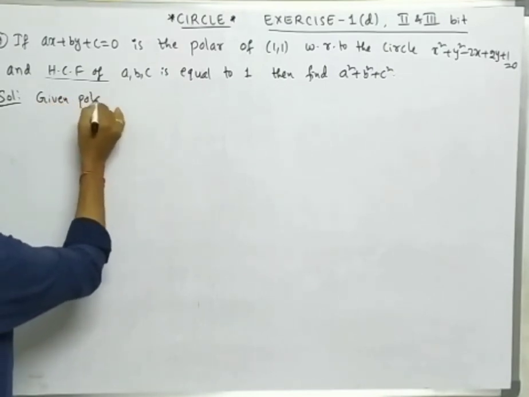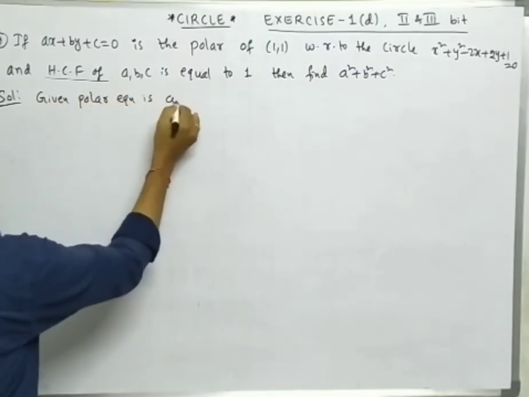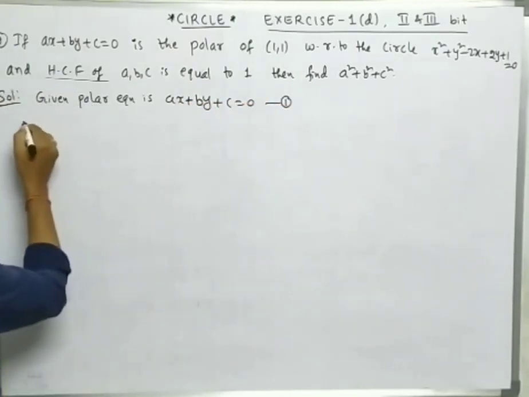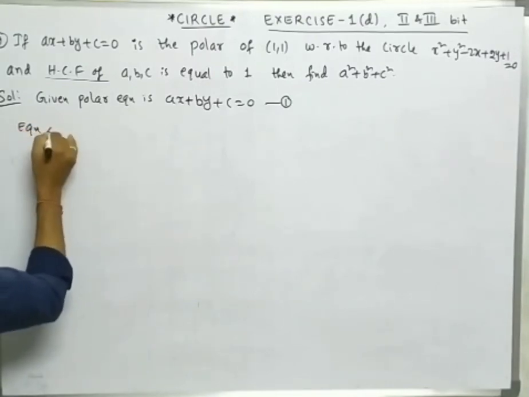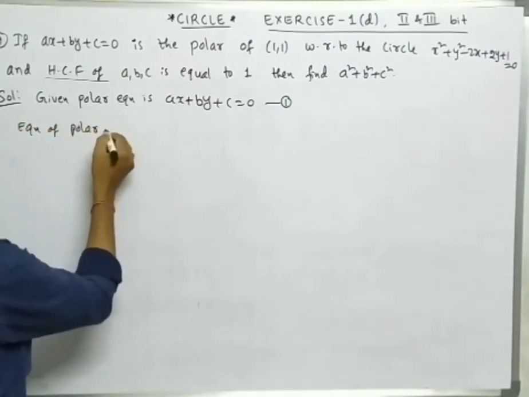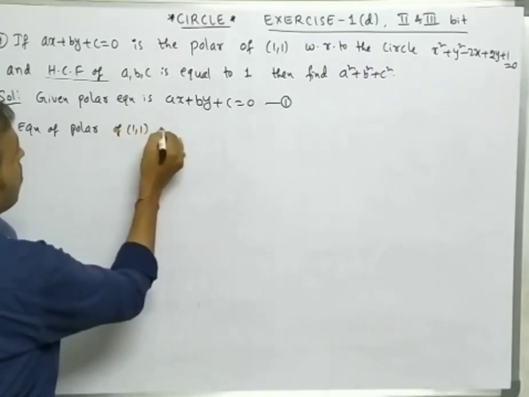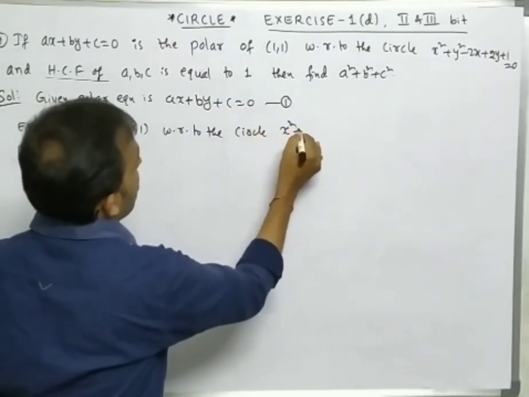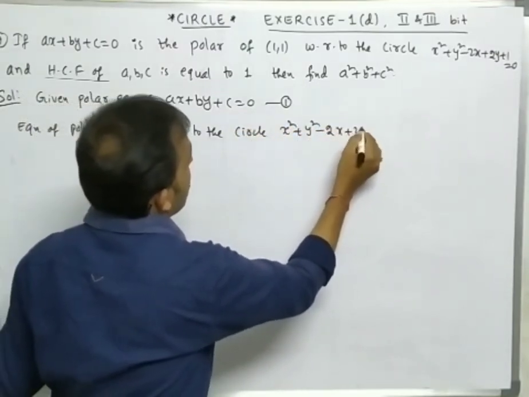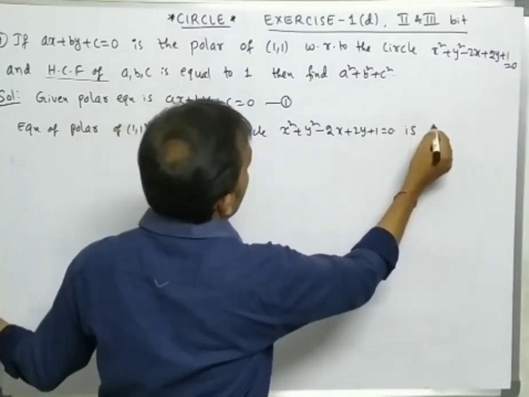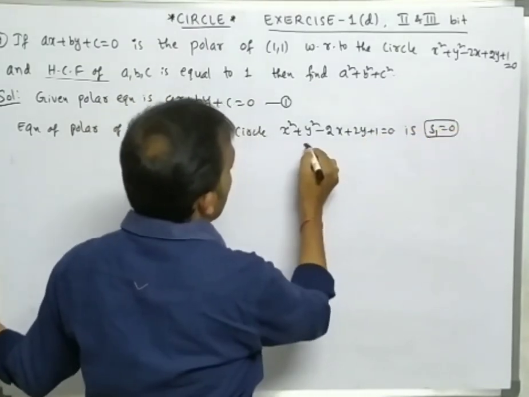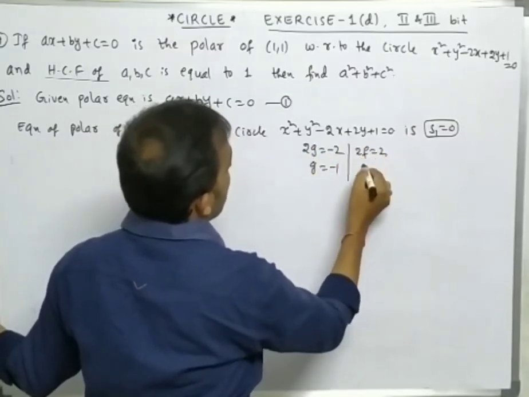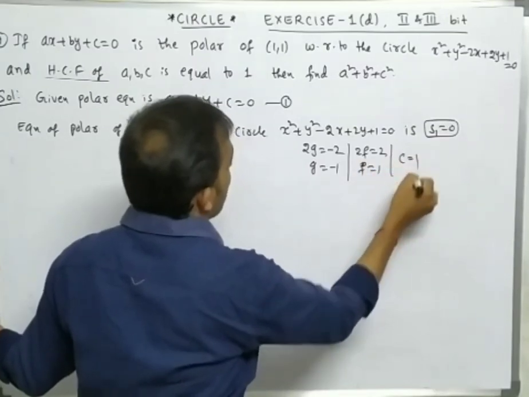Given polar equation is ax plus by plus c is equal to 0, and the equation of polar of (1, 1) with respect to the circle x square plus y square minus 2x plus 2y plus 1 is equal to 0 is S1 is equal to 0. So here 2g is equal to minus 2, g is equal to minus 1, 2f is equal to 2, f is equal to 1, c is equal to 1.